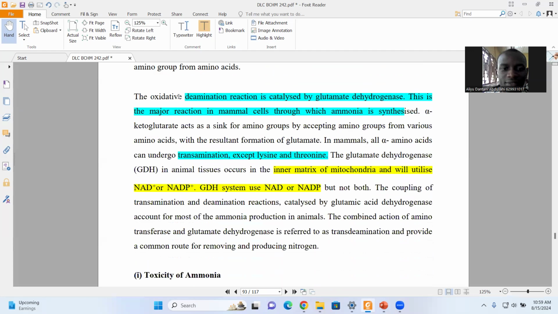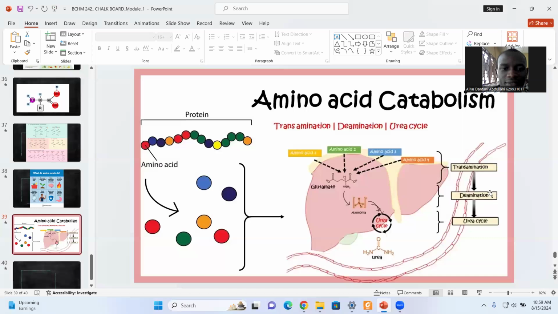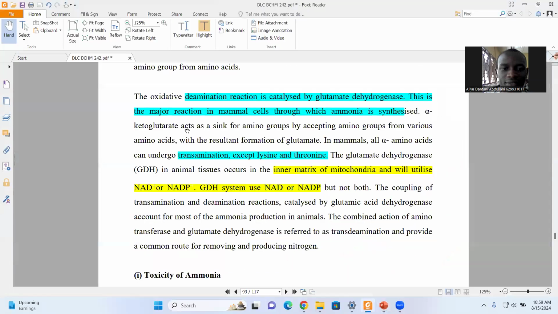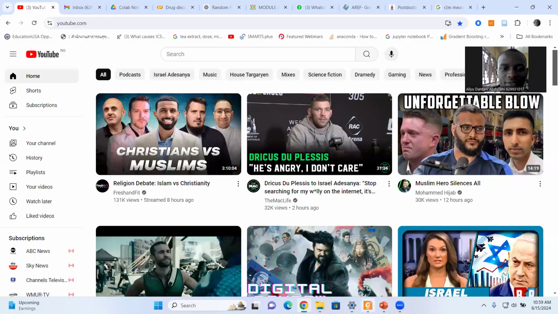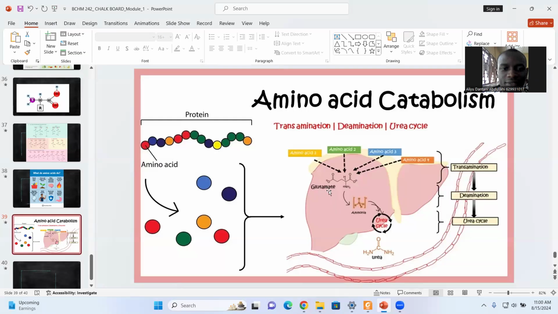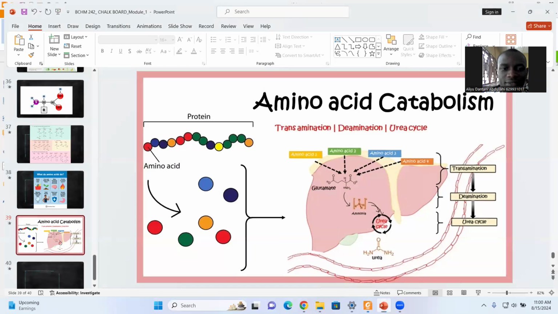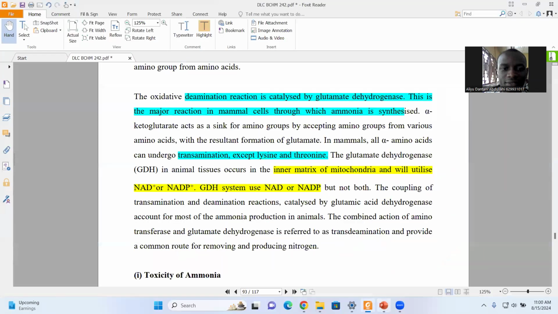Now, the second step, which is the deamination, the oxidative deamination reaction, is catalyzed by glutamate dehydrogenase. This is the major reaction in mammalian cells through which ammonia is synthesized. So the reaction that converts glutamate, now synthesized from transamination, to ammonia is catalyzed by glutamate dehydrogenase. That's the enzyme that does this.